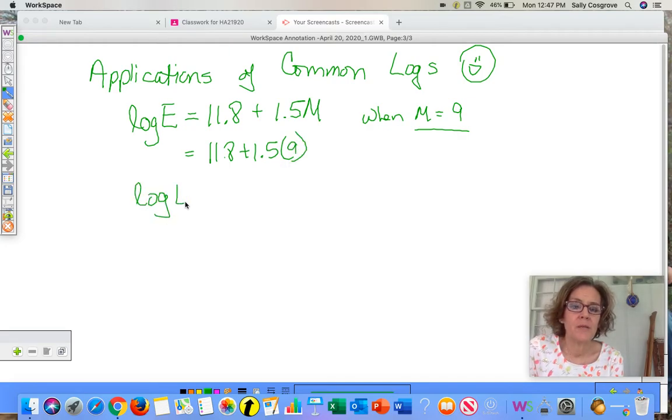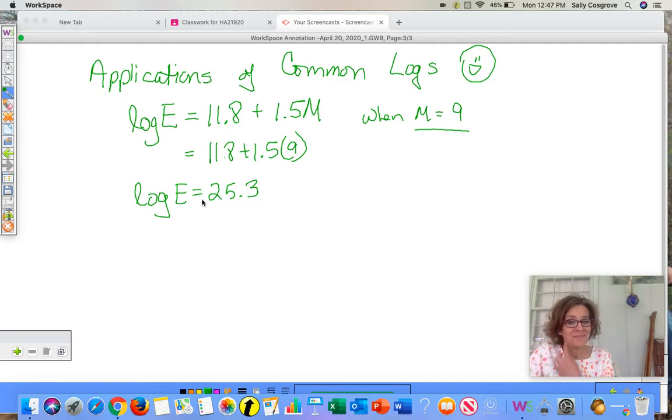So log of E equals, now we go to the calculator, 11.8 plus 1.5 times 9, and we get 25.3. Right. Log of E equals 25.3. What do we need to do to solve this? I want to know what E is. So I can't put it in my calculator as it is, but what can I do? You can rewrite it as an exponential, remembering the base, understood 10.